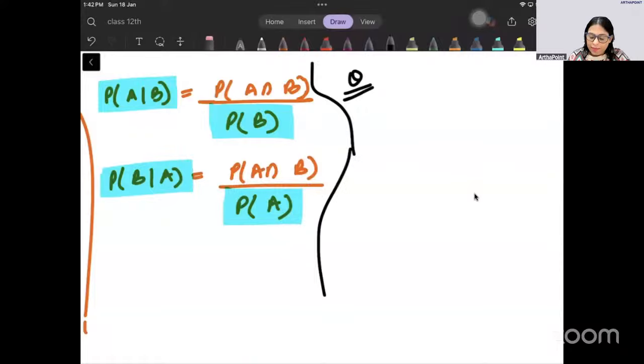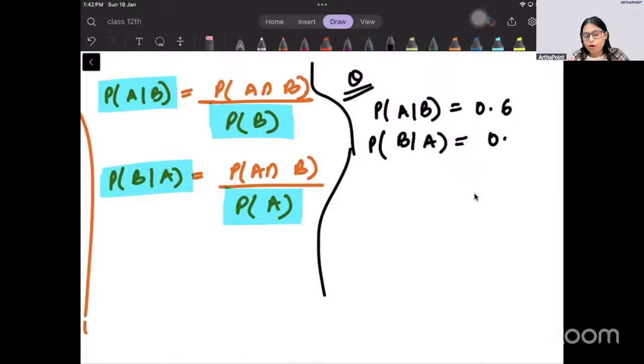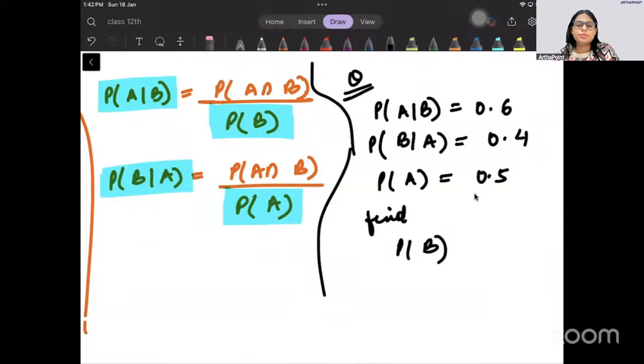Question. Probability A given B is 0.6. Probability B given A is 0.4. Probability A is 0.5. Find probability B. Give it a try.